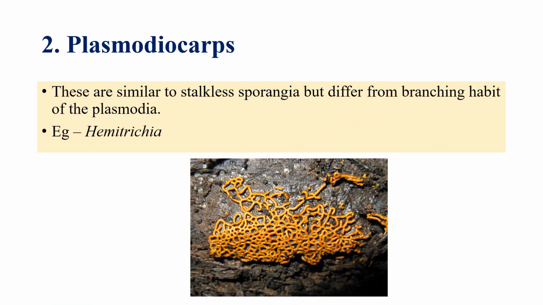The second one is the plasmodiocarps. I think we have already seen this in the types of plasmodium, the aphanoplasmodium kind of thing, right? So this is similar to stalkless sporangia. There is no stalk, nothing can be seen. Different kinds of branching can be seen with the plasmodia. Hemitrichia is the best example of this plasmodiocarp kind of sporangia.